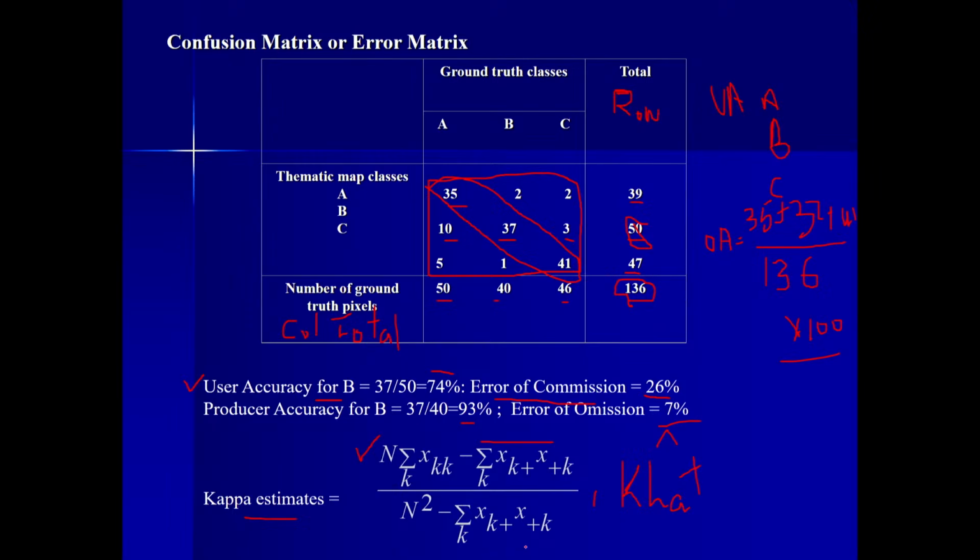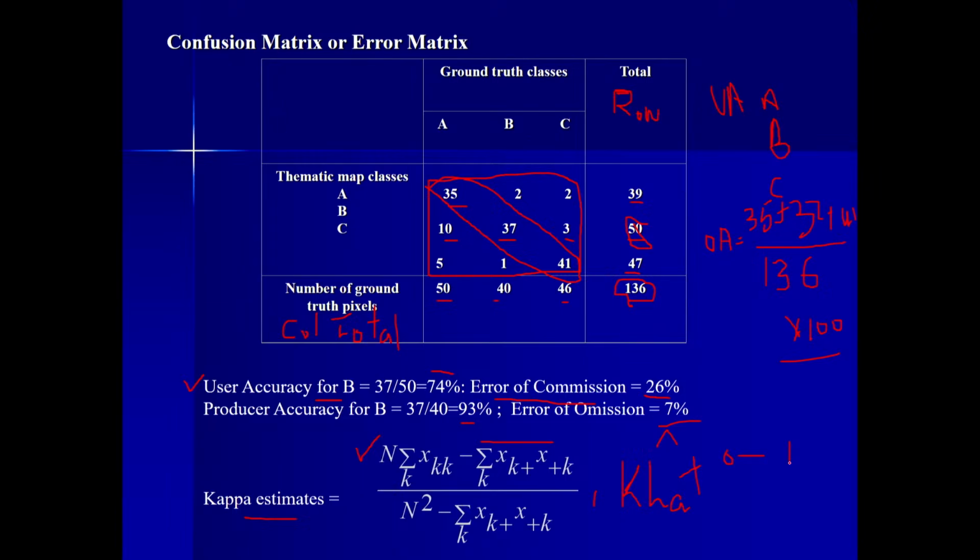So this will give you a value, and if you solve it, it will give you a value going from 0 to 1. Please remember the kappa coefficient or KHAT is represented as a value from 0 to 1 in decimals. It is not represented in the form of percentage. If you put in the values, you will get around 0.74, I think, in this case for the example.